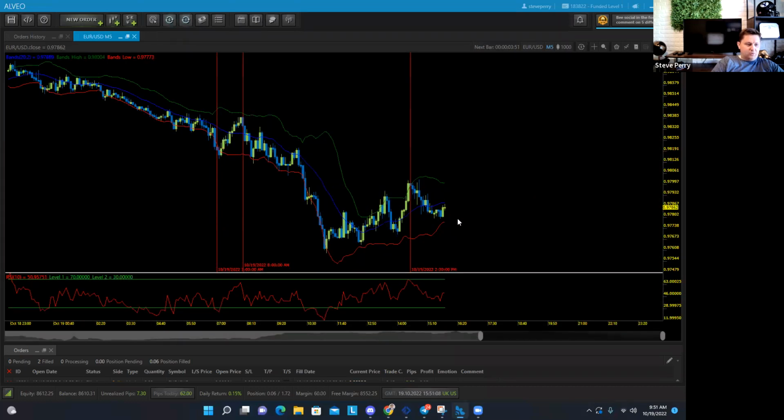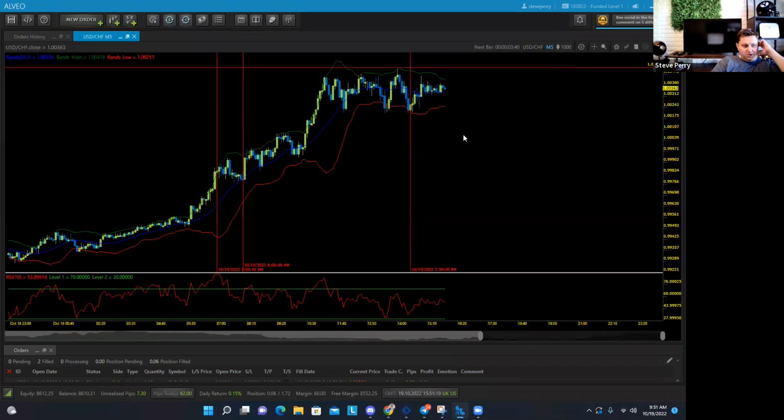So yeah, it didn't really break lower. We needed to puncture through that line for us to feel comfortable buying, but it didn't. So that one's probably off the table. I think the dollar franc is still an option, but it's got two bars left to make another high. So I don't know. We'll see.